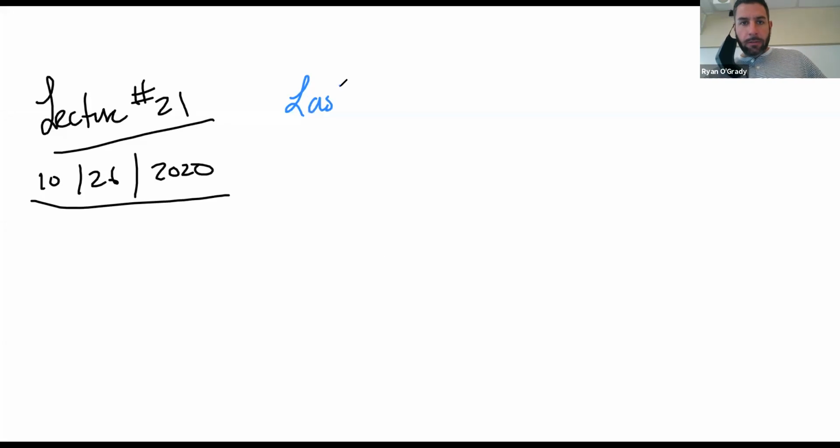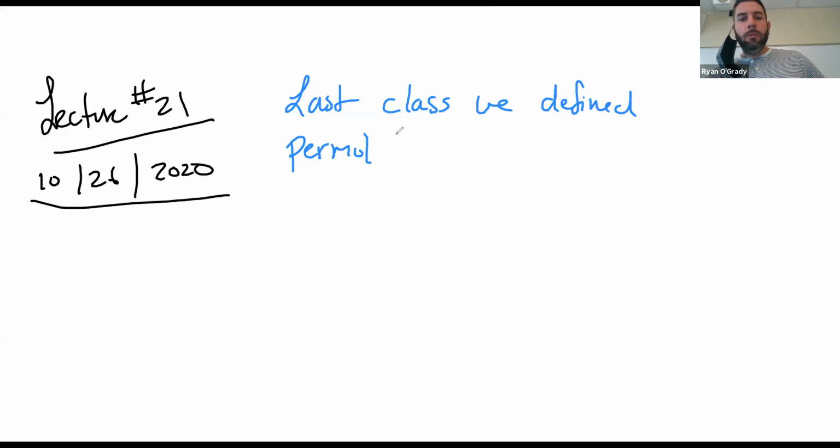So last class, we defined permutations. And that was this symbol P sub nk, and that was n factorial divided by n minus k factorial.